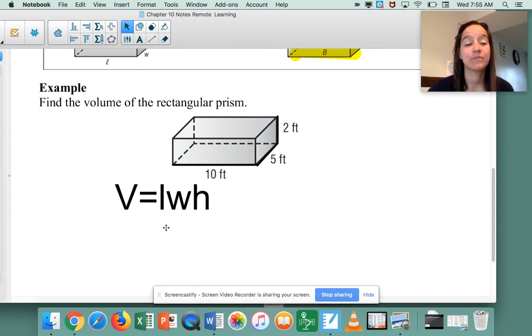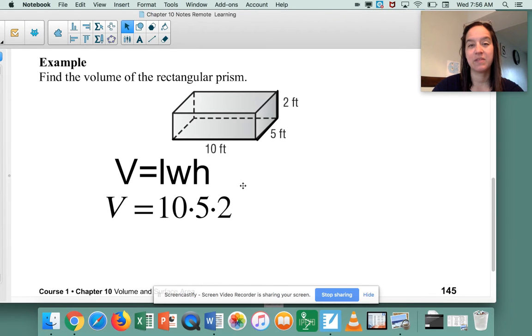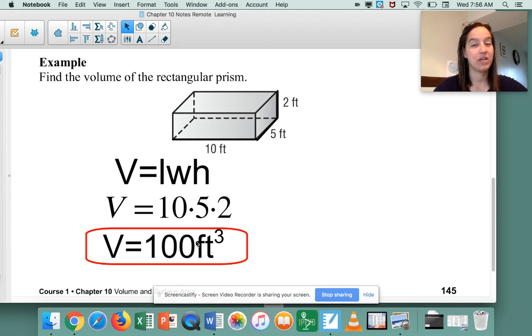So here, I filled it in. 10 times 5 times 2. You'll notice that there's dots in between them. Those dots are representing a multiplication sign. So it's the same thing as the times sign, as an X, or as we talked about, putting parentheses around each of the numbers. Any one of those ways is showing multiplication. So I wrote 10 times 5 times 2, and if I did 10 times 5 times 2, I get 100.